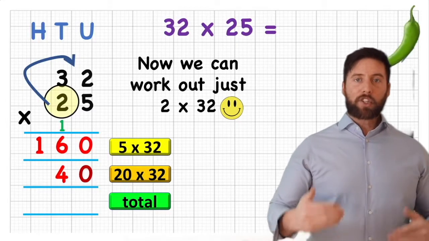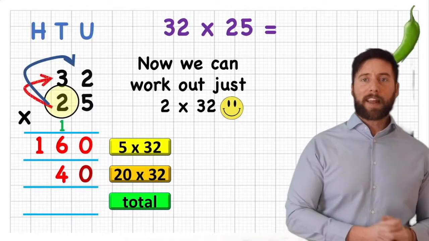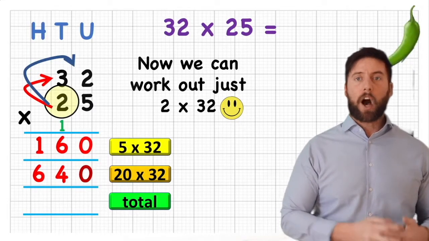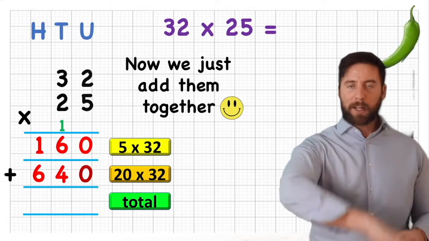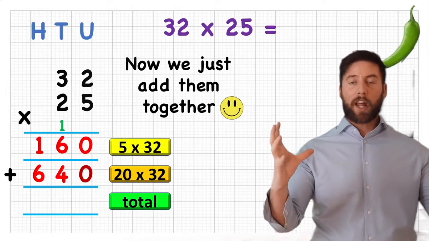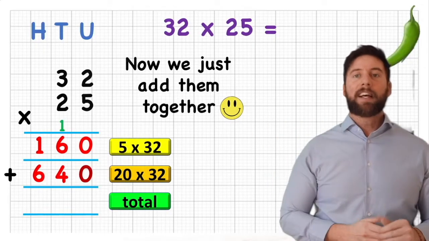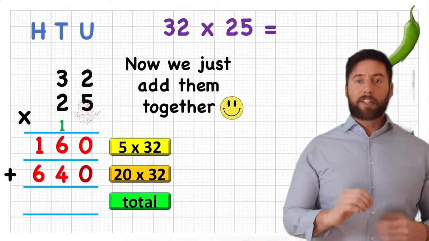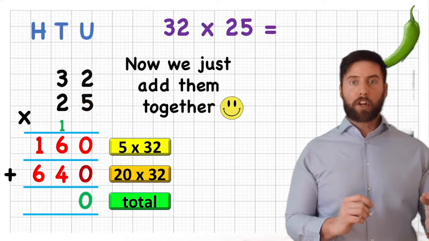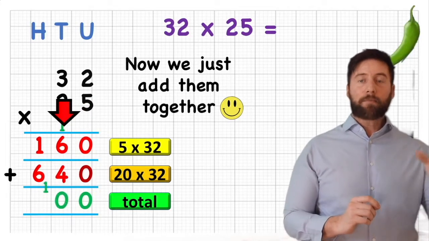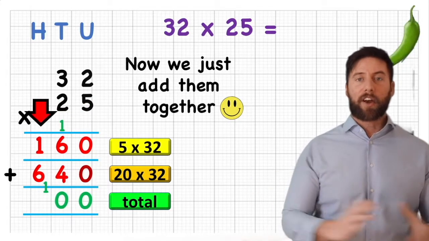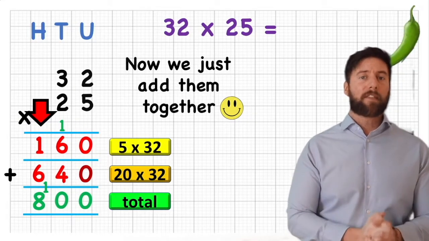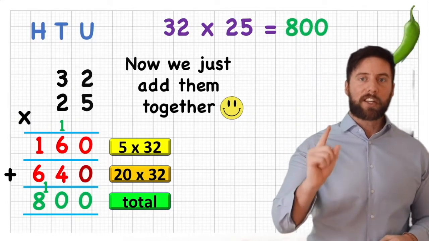Okay, so the next part says 2 times 3, which is 6. Put that in there, 640. Are we finished? No. Anyone who's done partitioning before knows we've only done the individual elements. Now we're going to put it back together. Again, starting at our units, 0 and 0 is 0. 6 and 4 is 10. Then we'll move the 1 across. 1 and 6 is 7, plus the 1, 8. 800, okay? 32 times 25 is 800, and that's a green chili challenge.